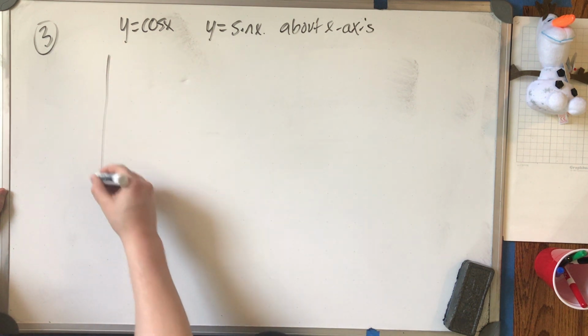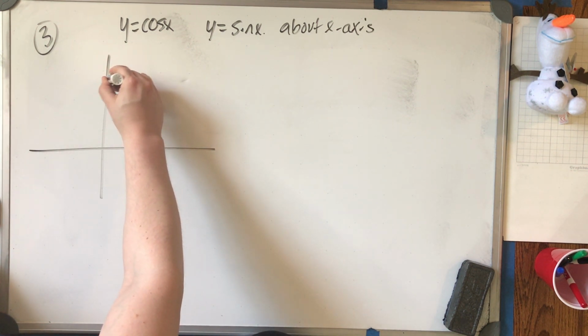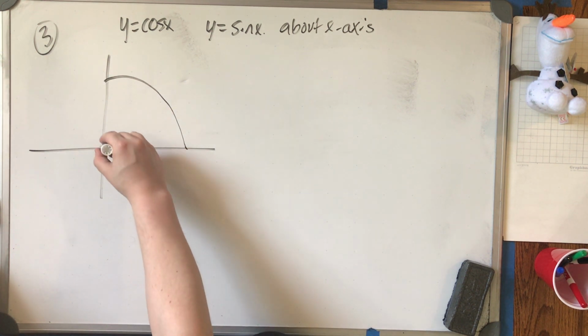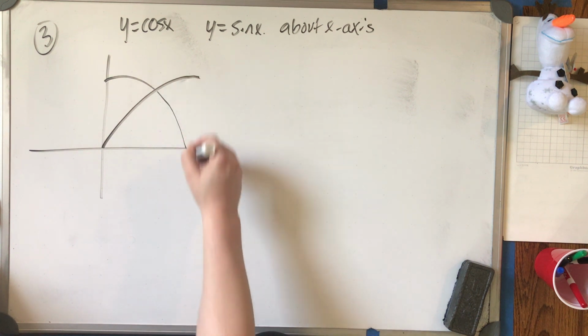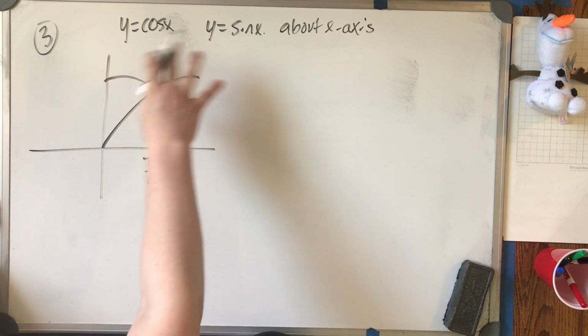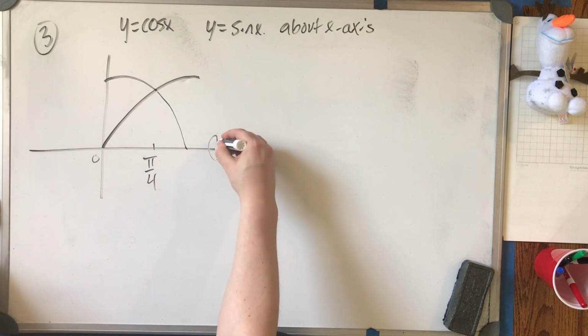Okay, so I'm just going to sketch a quick little graph of this. Here is going to be cosine x. I'm only going to graph a little bit of it. Here's going to be sine x. And I need to know where they intersect. That happens at pi over 4, so I just set them equal to each other and solved. And then 0, and we're rotating it this way.